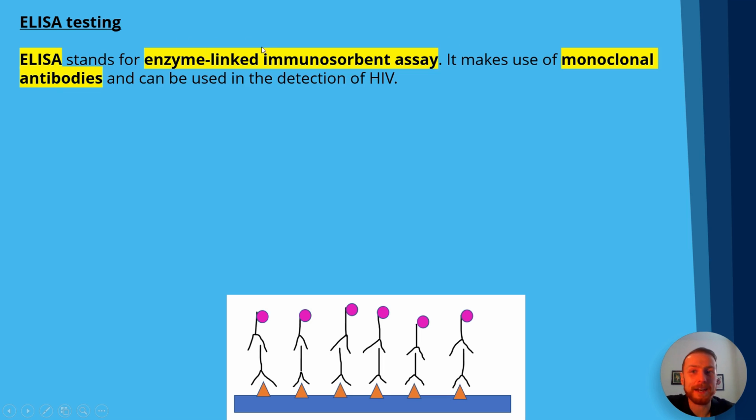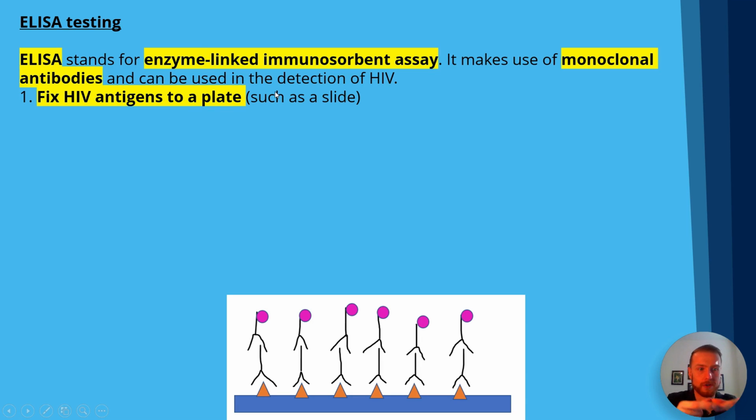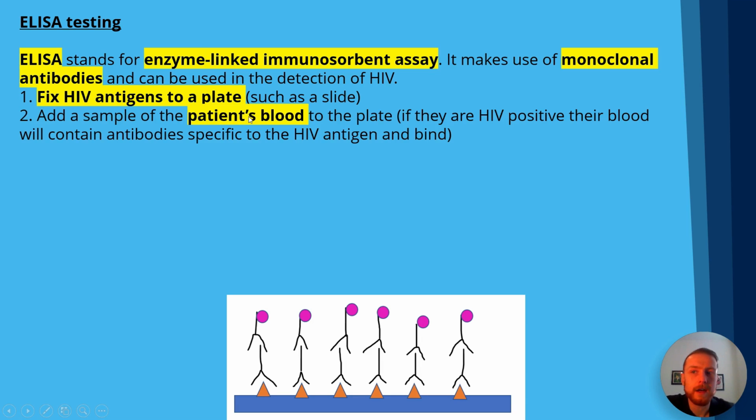So enzyme-linked immunosorbent assay makes use of monoclonal antibodies and can be used in the detection of HIV. So step 1 is to fix HIV antigens to a plate, such as a glass slide. Number 2 is to add a sample of the patient's blood to the plate, and if they're HIV positive, their blood will contain antibodies specific to the HIV antigen and bind.